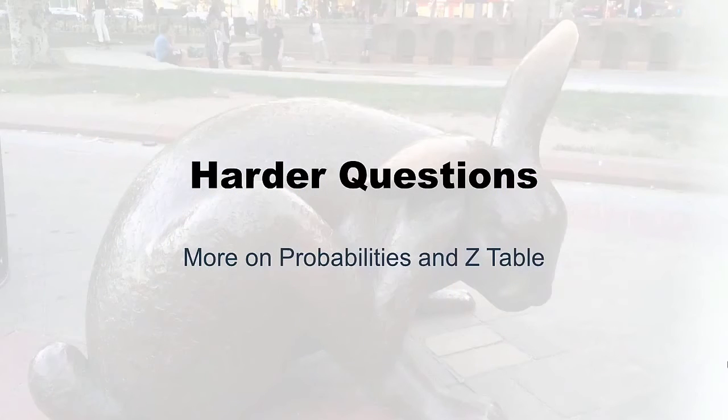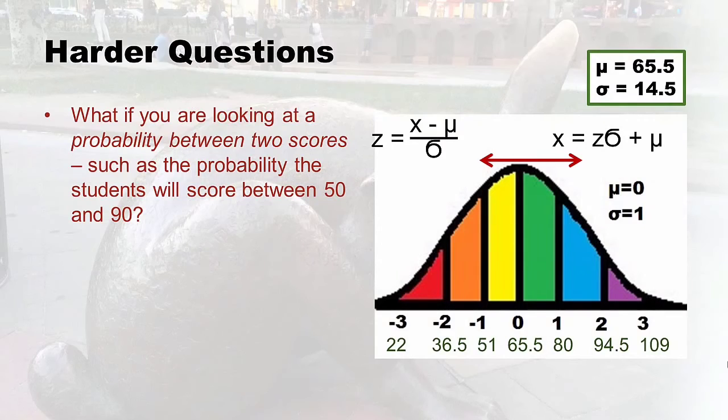Okay, you thought that there weren't any harder questions? Well, here are some harder questions. So this is a little bit more on probabilities in the z-table. Here's another question we haven't handled yet. What if you were looking at a probability between two scores, such as the probability the students will score between 50 and 90? So it's somewhere in the middle, okay?